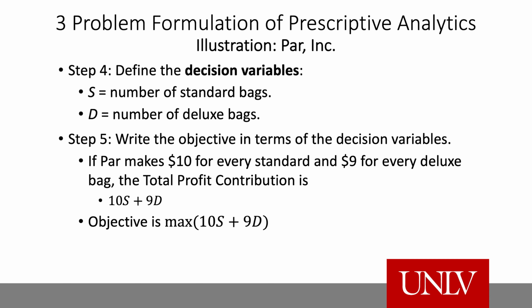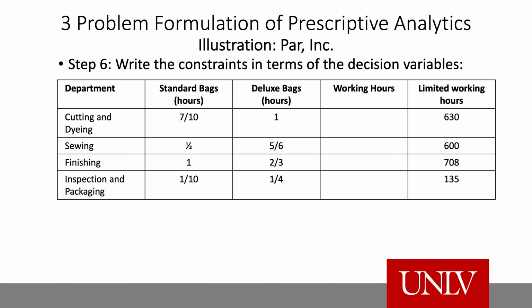And then after we have the decision variables, we can use them to represent the objective. Since the profit of standard bags is $10 and the profit for deluxe bags is $9, we know that the total profit should be 10 multiplied by S, which is the standard bags number, plus 9 multiplied by D, which is the amount of deluxe bags. And since our objective is to maximize this profit value, the objective in a mathematical version should be maximize 10S plus 9D.